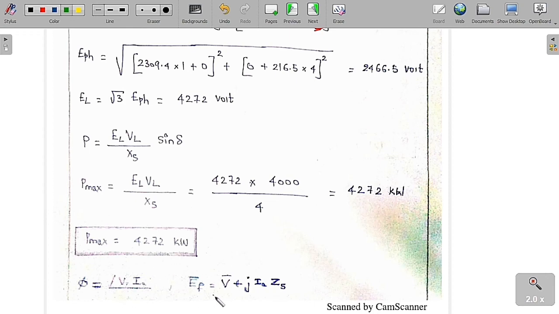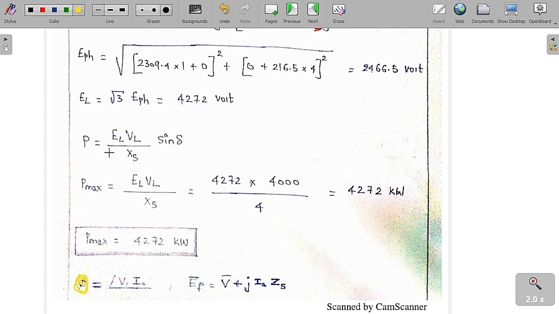I have already told you, in a synchronous generator, EF is equal to V plus j into IA into ZS. ZS is equal to RA plus jXS. In this question they have not given RA, so we have to assume RA is equal to 0. In the question they have given XS is equal to 4. And I have already told you theta is the phase angle between V and IA. It is not phi. So theta is the phase angle between V and IA. These things I have already told you.